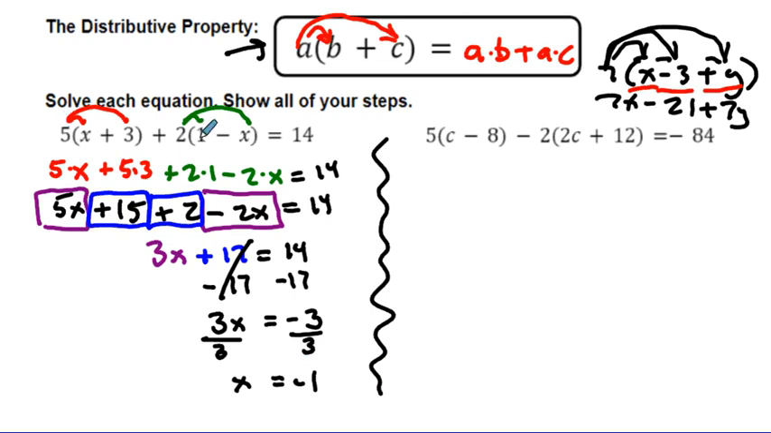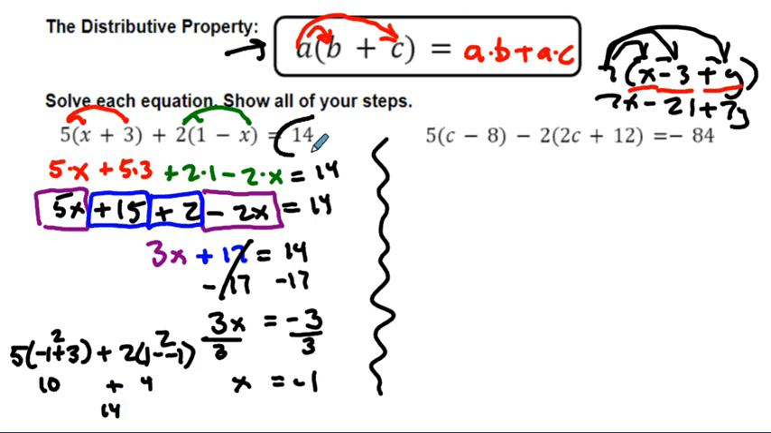If I put this back in the equation, we have 5 times negative 1 plus 3 plus 2 times 1 minus a negative 1, I purposely wrote that way. That should equal 14. So let's see what we get. So 5 times, this is 2, right? So 5 times 2 is 10. This is 2 as well. 2 times 2 is 4. So we get 10 plus 4, which is 14, and that's what we wanted. So this is a keeper, and we like that.